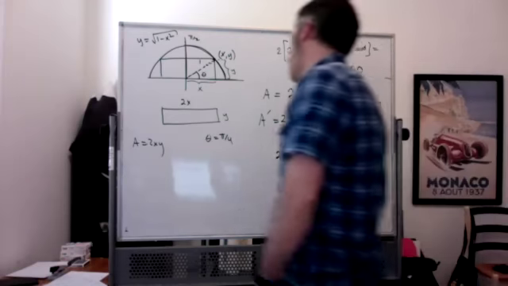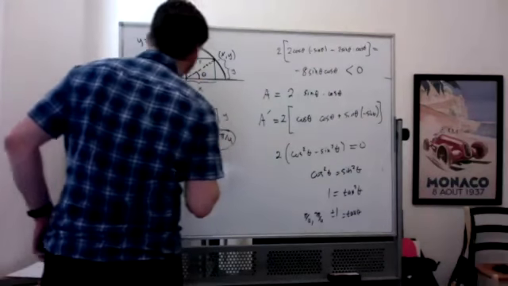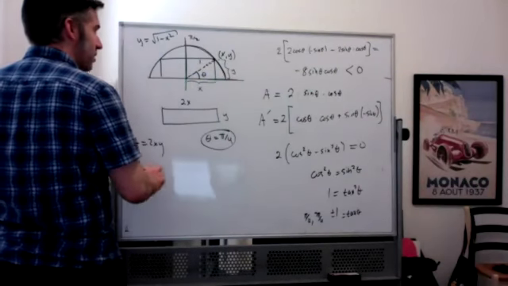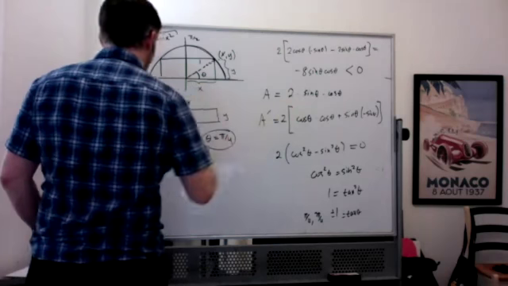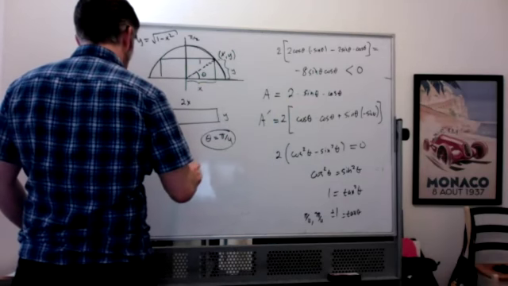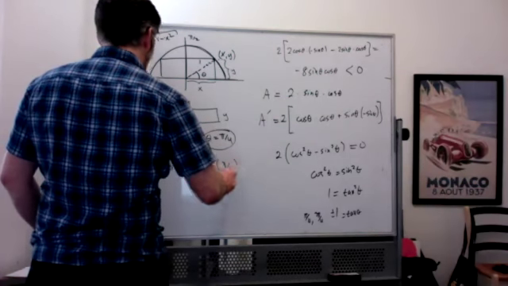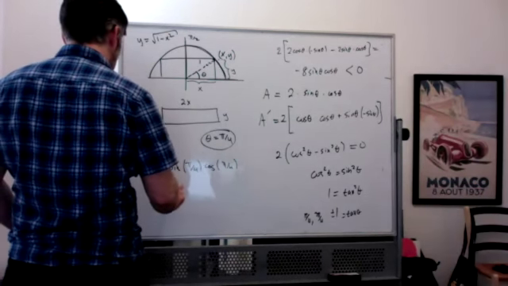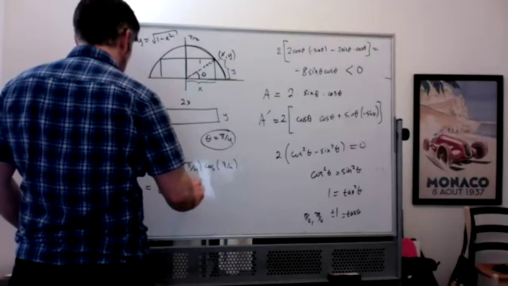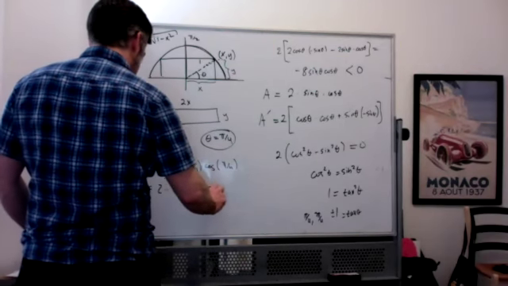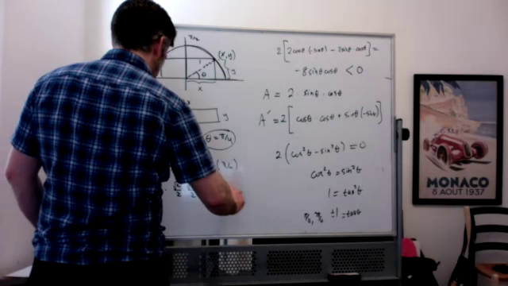All right. So anyway, theta equals pi over 4, and the area is 2 times sine of pi over 4 times cosine of pi over 4, which is 2 times the square root of 2 over 2 times the square root of 2 over 2, which is 2 times 2 over 4, which is 1.